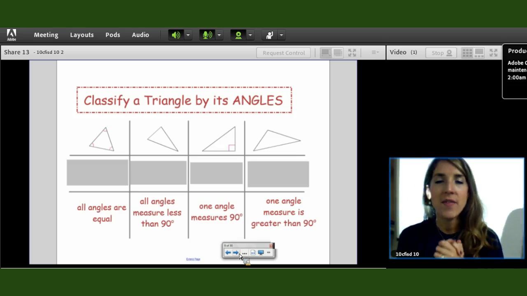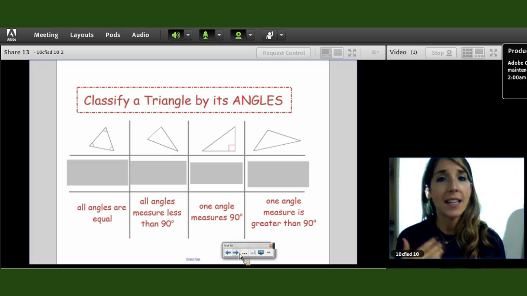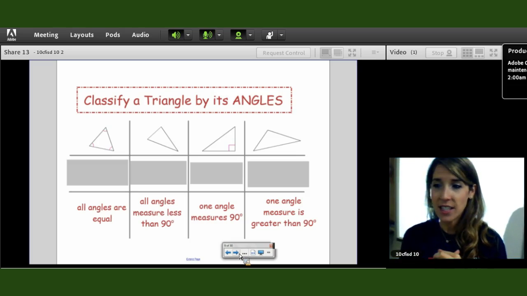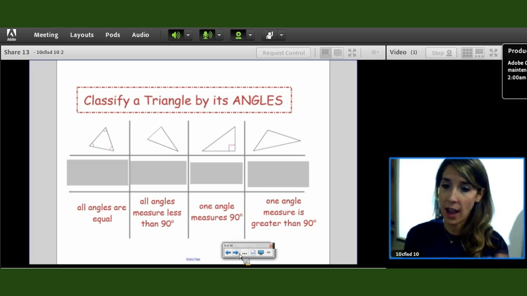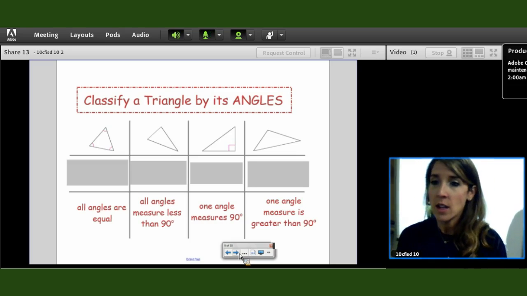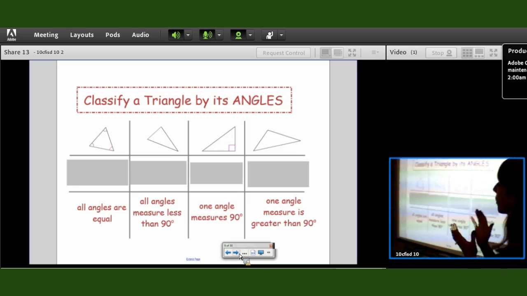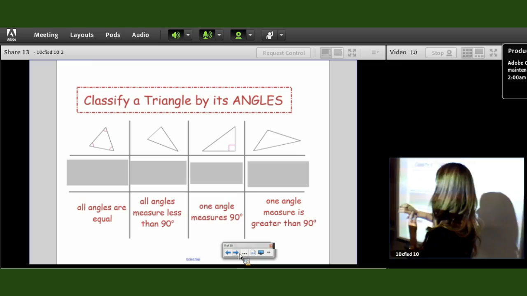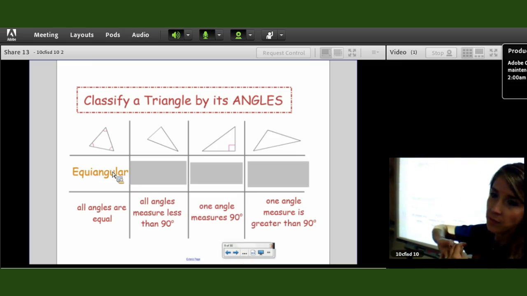So classify means sort. I can sort triangles by size, and I can sort triangles by angle. Just like I could sort you guys by male, female. I could sort you by your age, your height, your weight. So this is how we sort this. If we're going to sort it by its angles, there's 4 words we can use. If all the angles are equal, it is called equiangular.